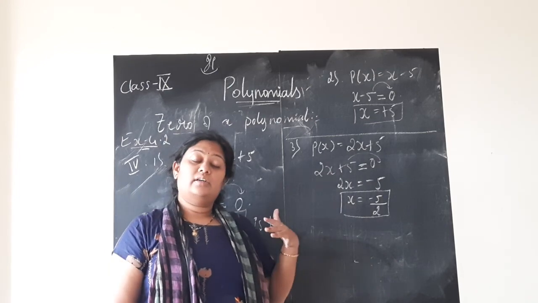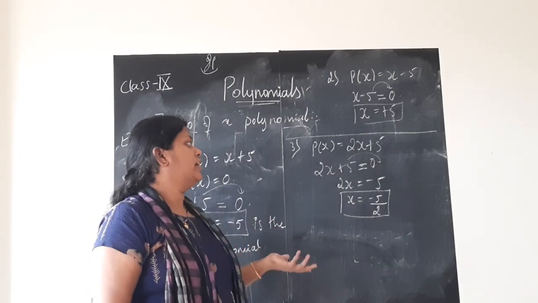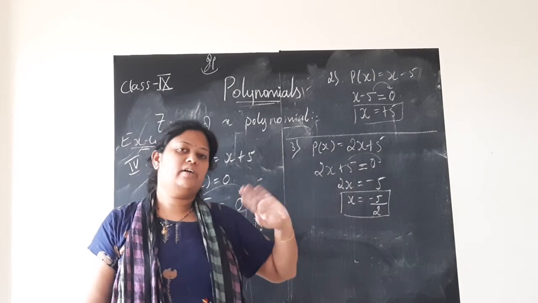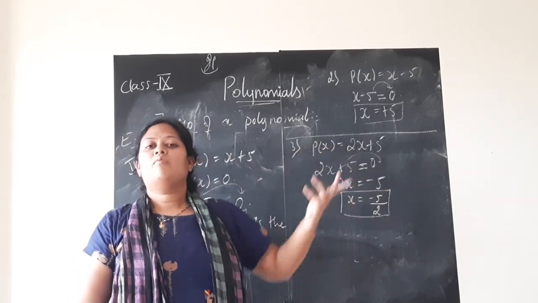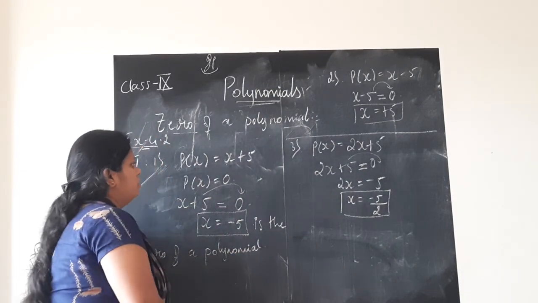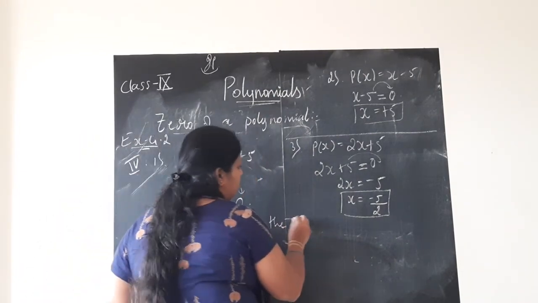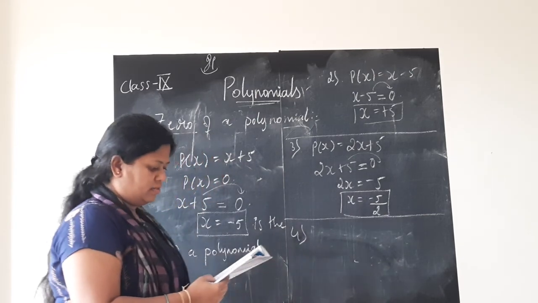If you have doubt about the plus minus signs, you just substitute here. If you get 0, what you found is correct. If not, it is wrong. You can retry with some other values. That is about the third one. Fourth question.